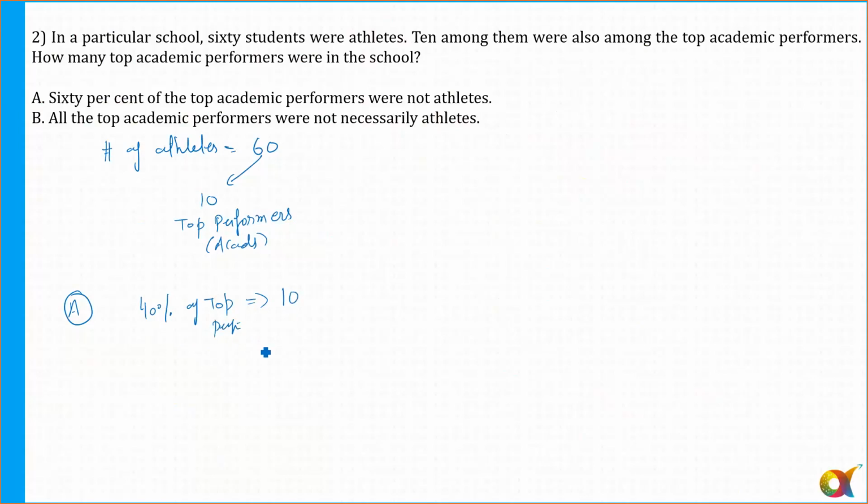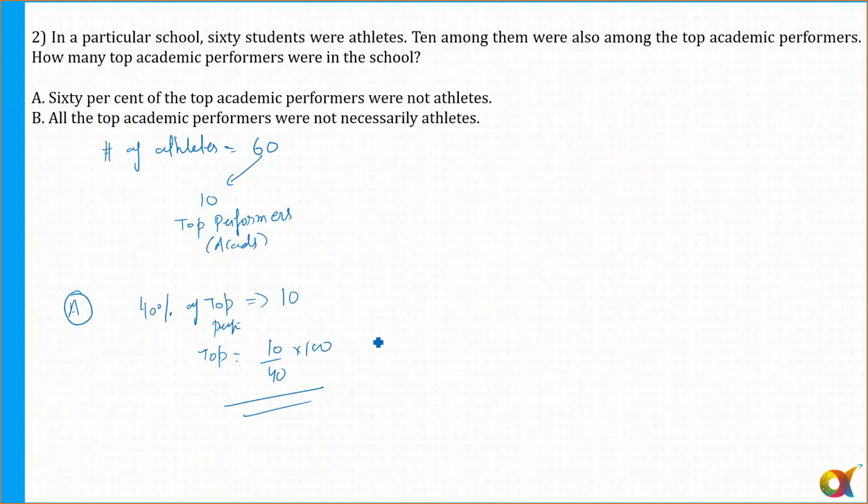Now remember, it's not necessary to find the exact answer. We know that 40% of the top performers is equal to 10, so the total number of top performers is 10 by 40 into 100. So yes, statement A is individually sufficient. It's not necessary to find the exact value. We are getting a unique answer.